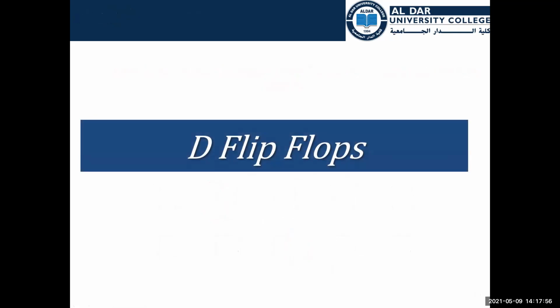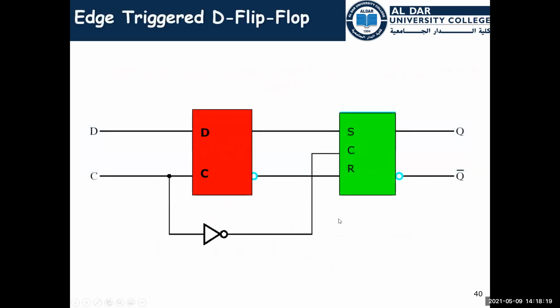We will move to another type of flip-flop, the D flip-flop. As we have seen, don't forget the characteristic table of the JK flip-flop. If we have 0 0, there is no change in the previous state, 1 0 means set, 0 1 means reset, and 1 1 means flip the previous state. This is the D flip-flop, also edge triggered. We have the master slave style: the SR latch and the D latch, and this is the connection, this is the control. The control is negated to make a master slave structure.